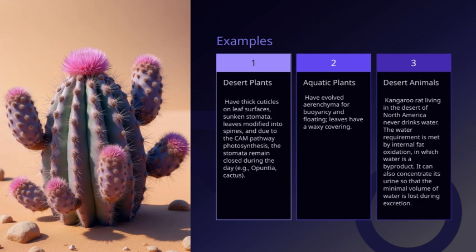Now, let's talk about aquatic plants. They have thick cuticles on their leaf surfaces to prevent water loss, and their stomata are often sunken below the surface to further reduce transpiration. Their leaves may be modified into spines, which also helps minimize water loss. Importantly, many use the CAM pathway for photosynthesis, meaning their stomata stay closed during the day to conserve water and open at night to take in carbon dioxide. These adaptations, whether in animals or plants, highlight how life evolves specialized features to survive in extreme environments, aligning perfectly with our overall theme of adaptation and survival.